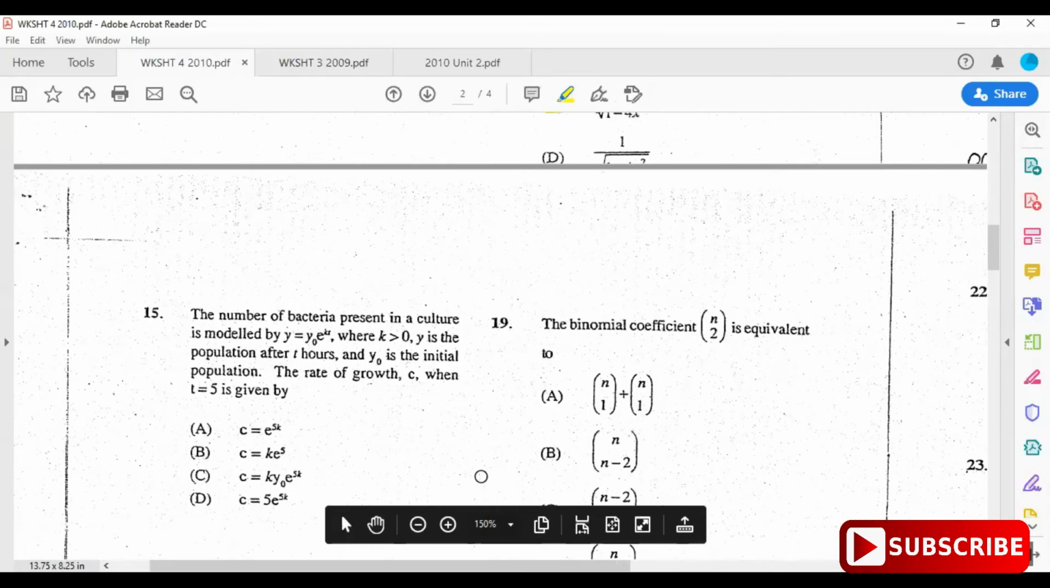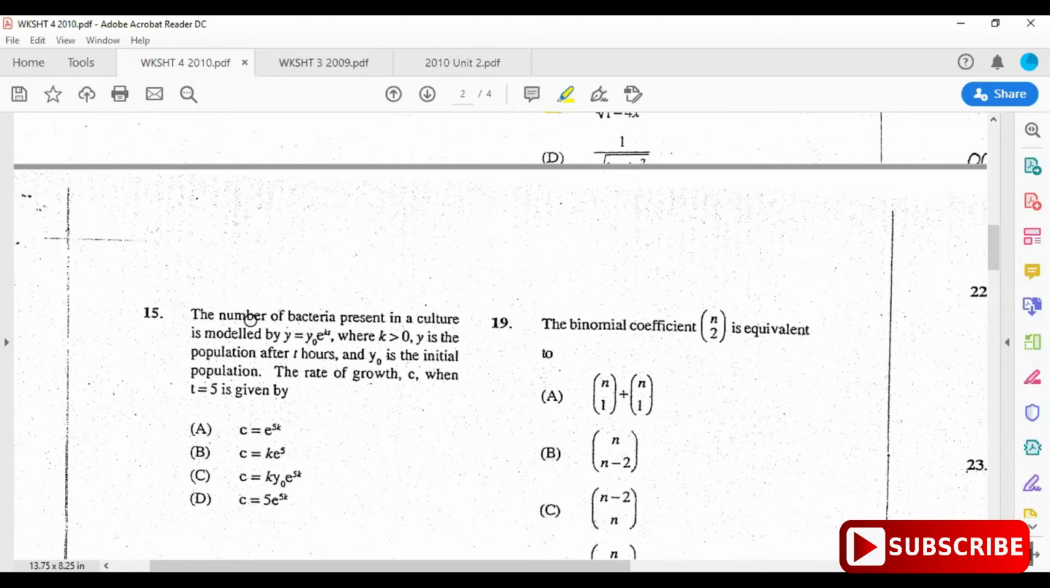All right. Question 15. It is asking us now for the number of bacteria present. It tells us that the number of bacteria present in a culture is modeled by y is equal to y naught e to the kt, where y is the population and t is hours. Find the rate of growth. So the rate of growth is dy by dt, and they call the rate of growth c. So we need to just find dy by dt when t is equal to 5.